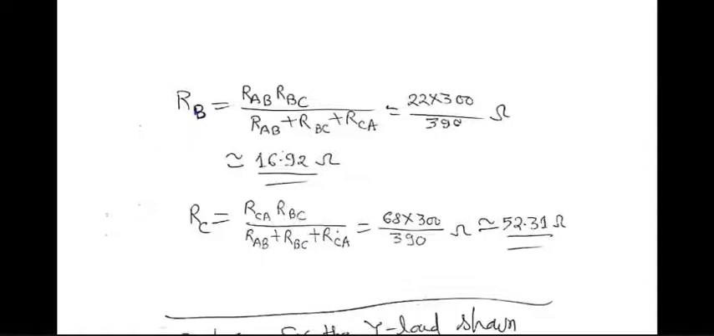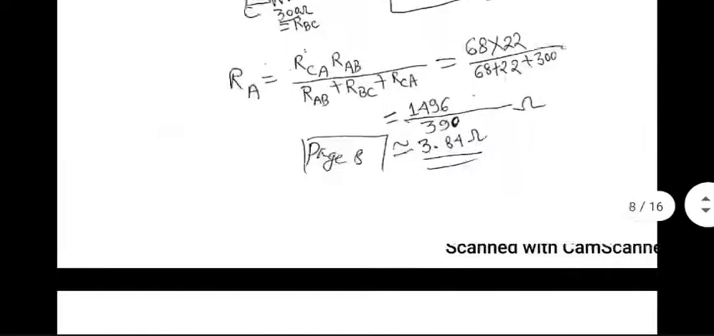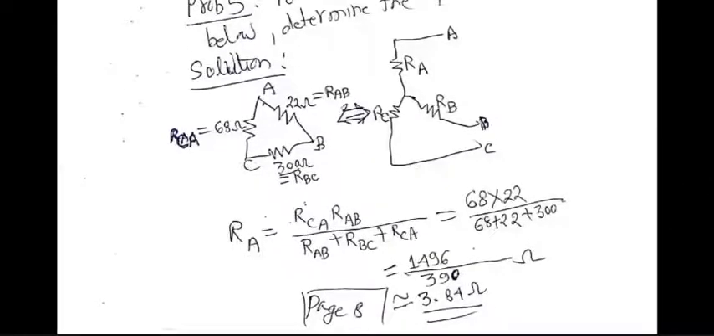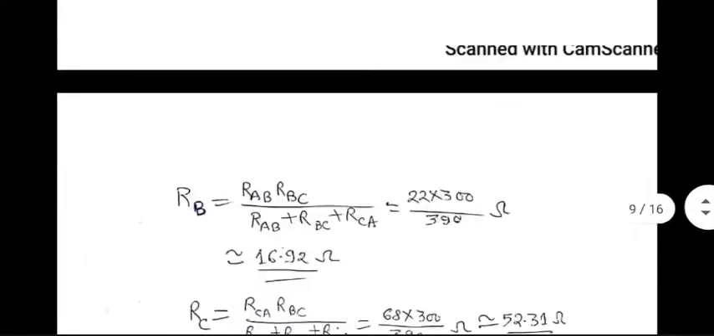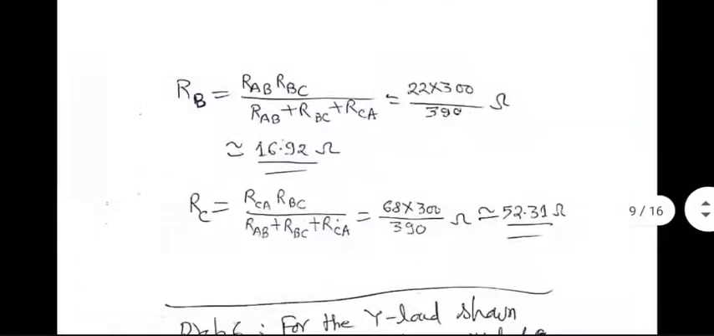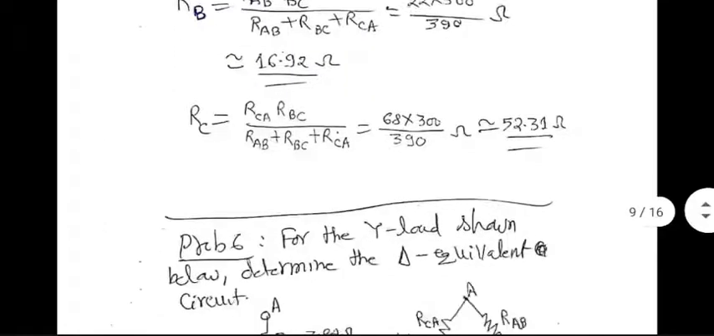In fact, ideally, you should now double check. Take a star load with these RA, RB, RC values and use the formulas in the reverse direction. I have given you those formulas also to make sure that you get the original values 68, 22 and 300 ohm. That will catch any calculation mistakes. Again, I know in the exam it's probably not possible because of the time pressure, but in real life, you should always double check calculations before moving forward.